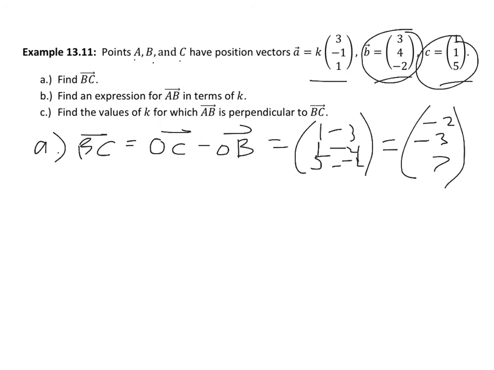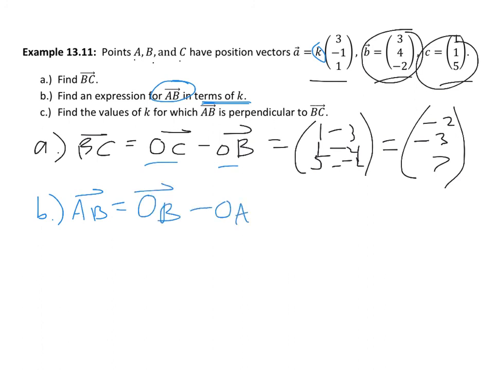Part B says find an expression for AB in terms of k. Now remember, we know what this vocabulary means. When somebody says find something in terms of k, it means it's okay if k is around in the problem, right? I just want an expression for AB. So for part B, when I want to do AB, what two vectors do I need to subtract? I need to do OB minus OA.